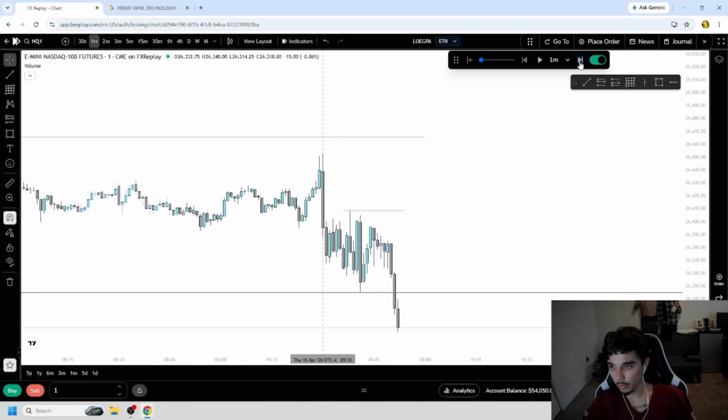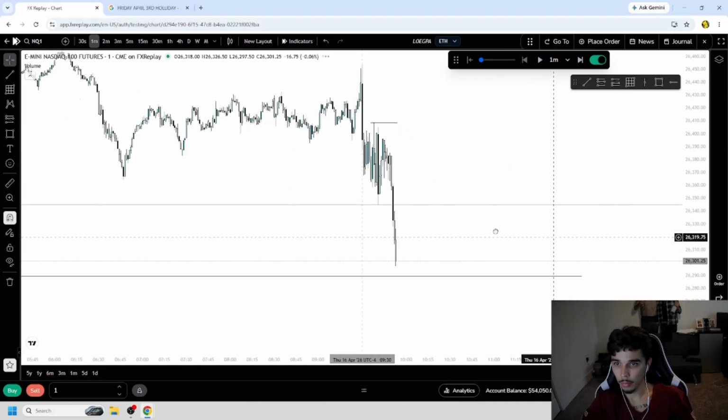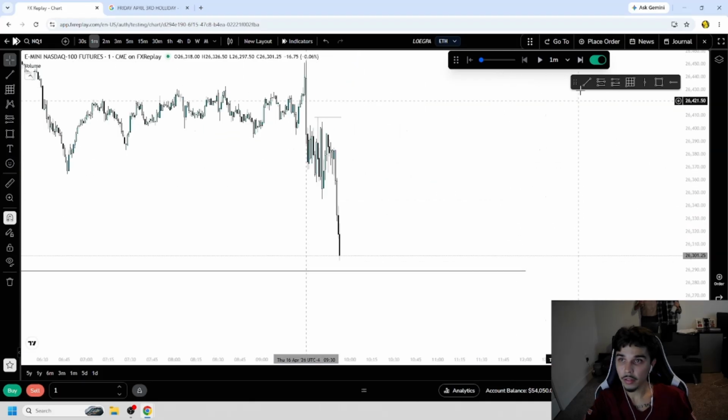Okay, we took out the equal lows. We get a V-shape back up here. Ideally, we hit this hourly, like I said.